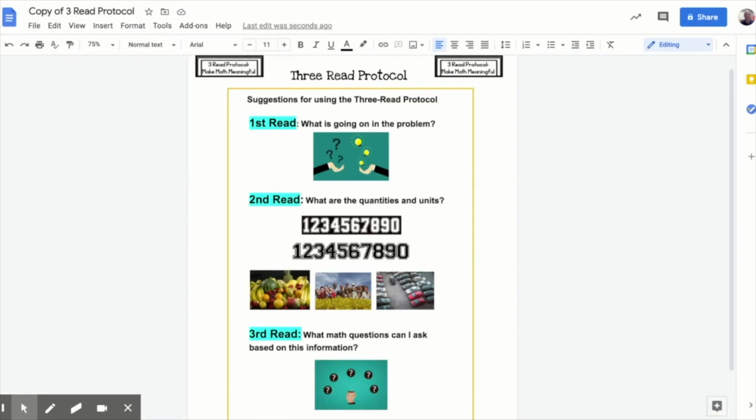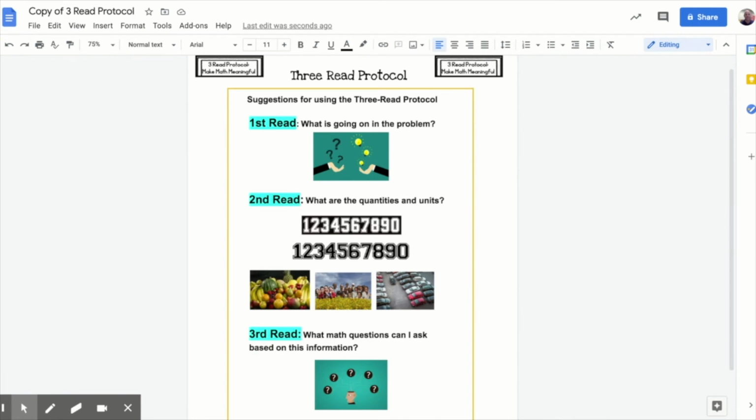So one of the organizational strategies that we've been working with students actually over the last couple years is the 3-read protocol. So it's important for you as a parent to understand how your child should be using this when they're solving math word problems. This is an organizational tool for students to kind of just get the problem started. So in a 3-read protocol, if you hear a teacher talking about this or your child mentioning this, this is how it's set up. So with a 3-read, the first read, students read the problem.